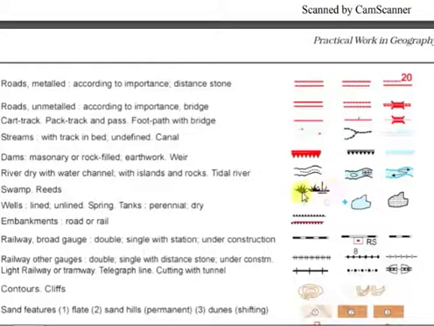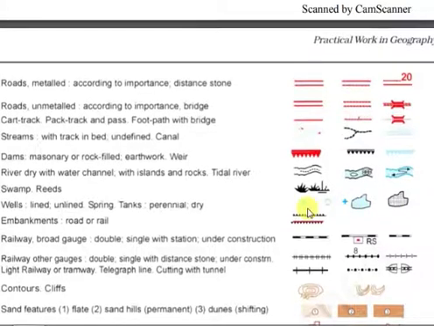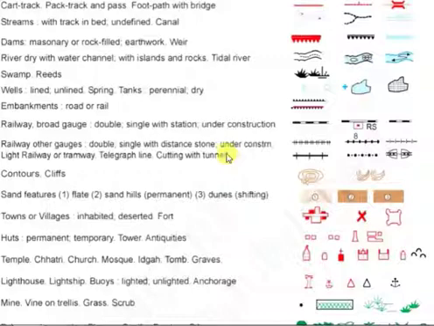This is a swamp, these are wells, lined well with blue color filled into it, unlined well which has a periphery of blue color but is not filled with blue color. Tanks and perennial tanks. Embankments are there, contours are there, railway and other gauges are present here. You can read from it respectively. Towns or villages are shown like this. These are sand features. First is flat, these are sand hills and these are dunes.